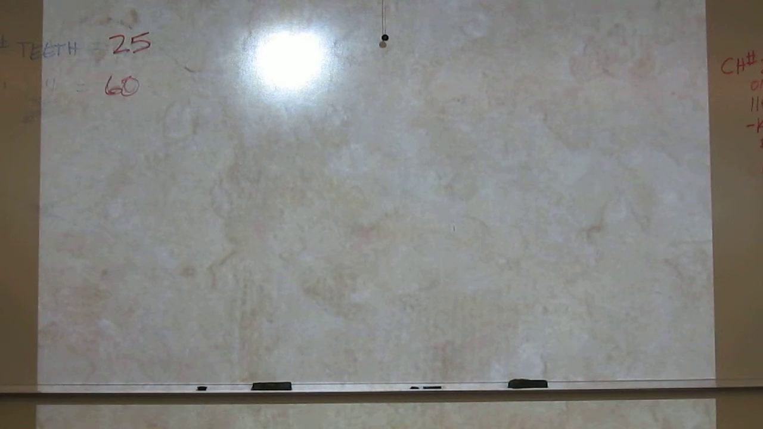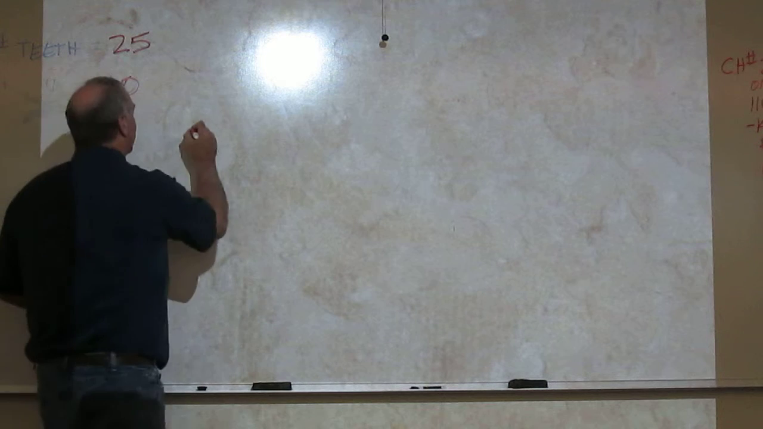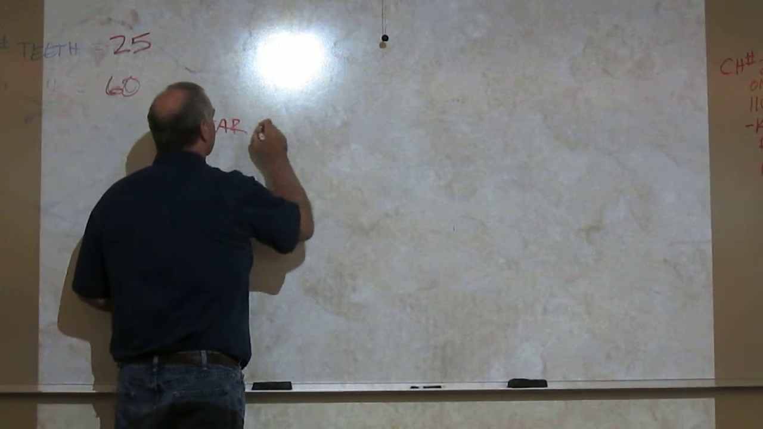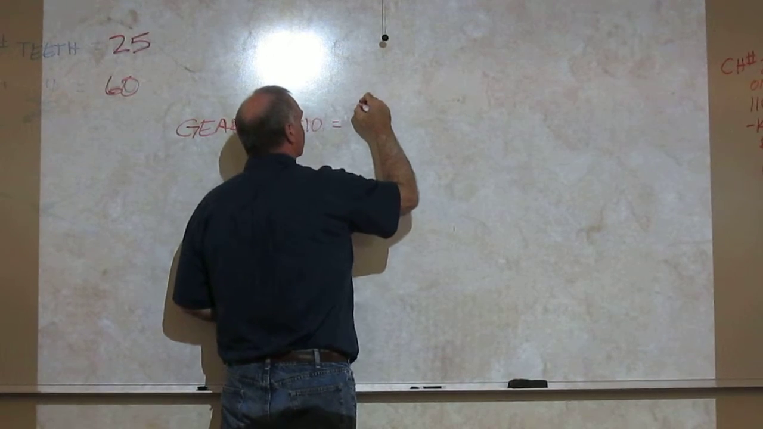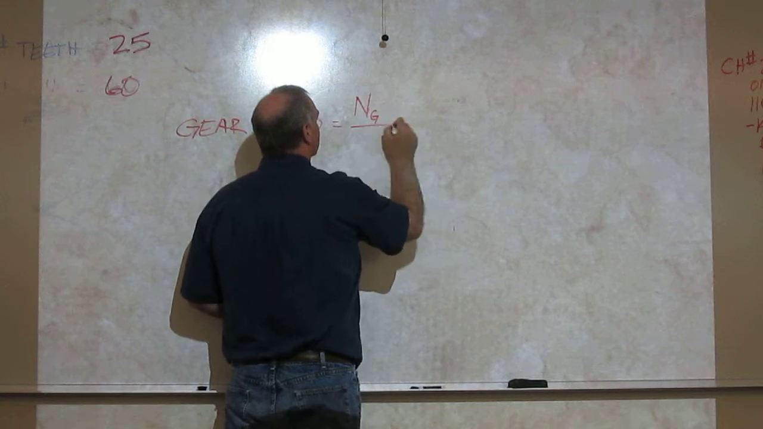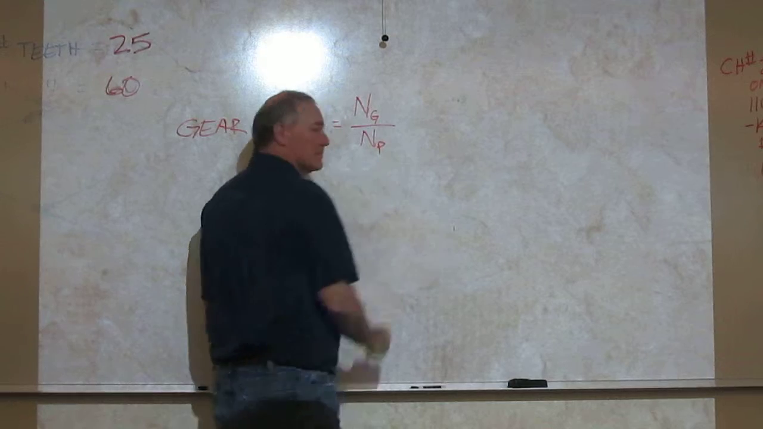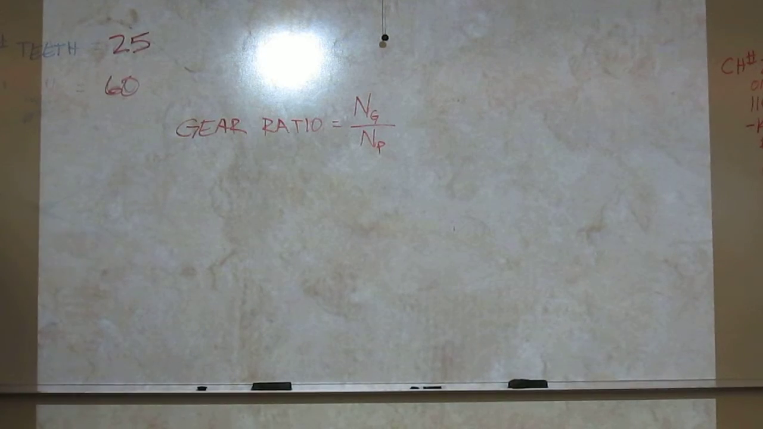Can you calculate the gear ratio of this? Okay, please do. What is the gear ratio? So the formula is the number of teeth of the gear divided by the number of teeth of the pinion.